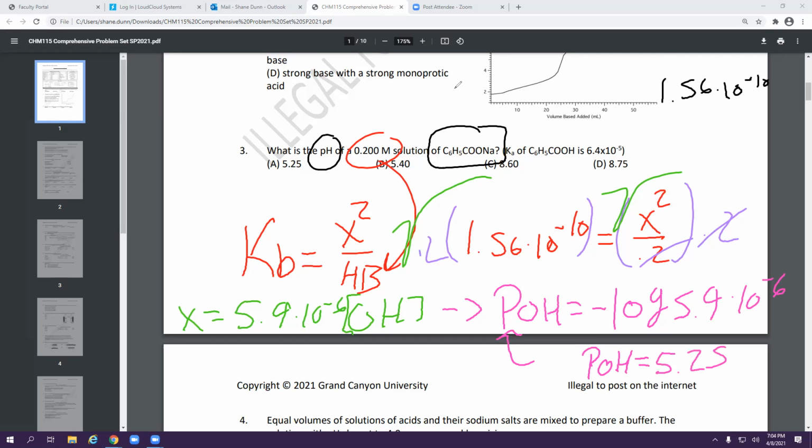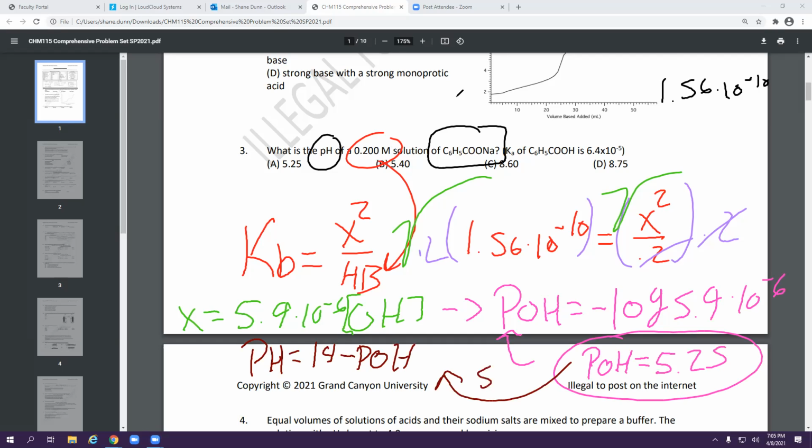Okay. Good. Am I done? No. pH is equal to what? 14 minus POH, which gives you what? 8.75. That was one of the longer problems we're going to do, right?